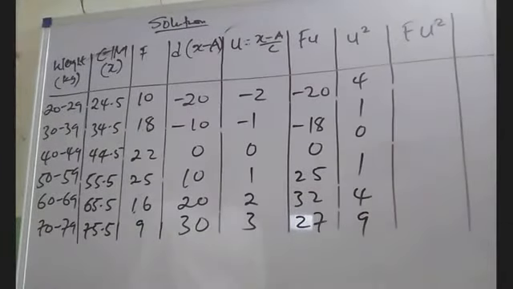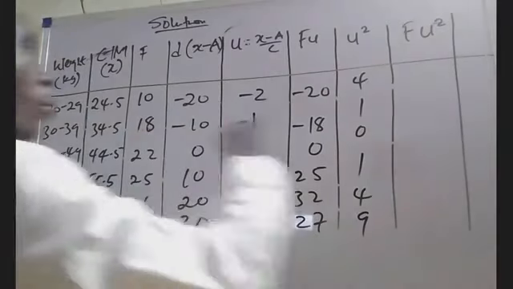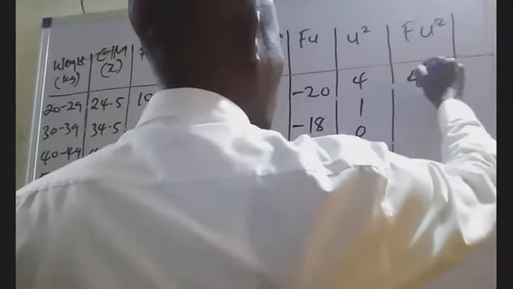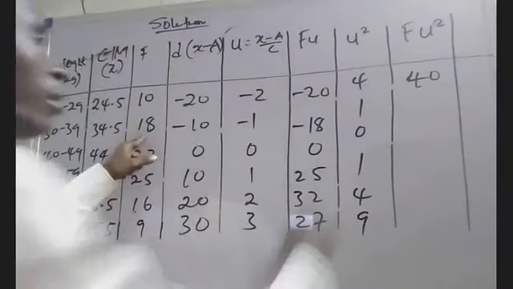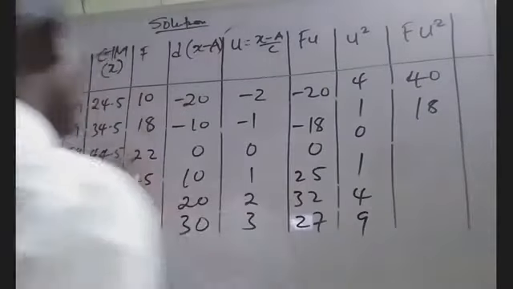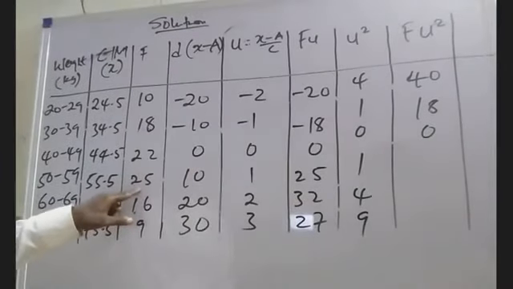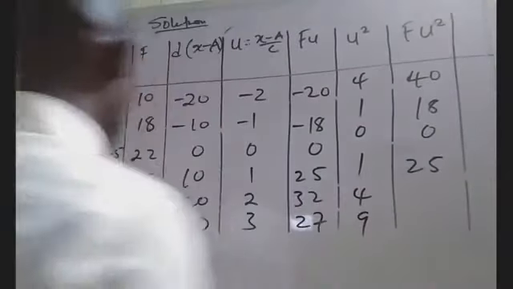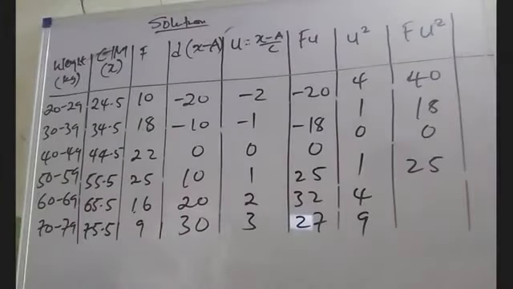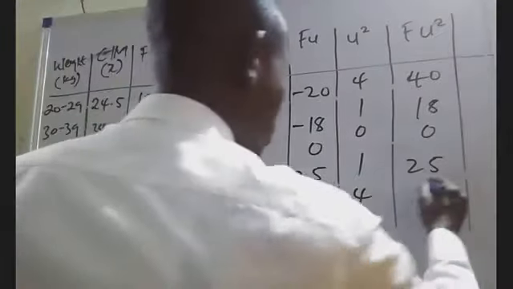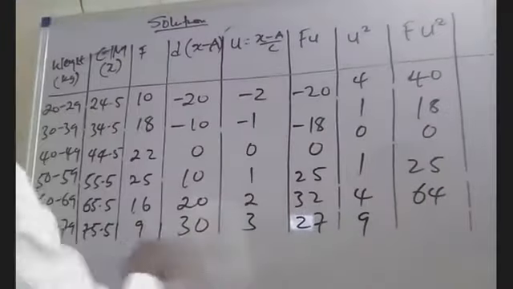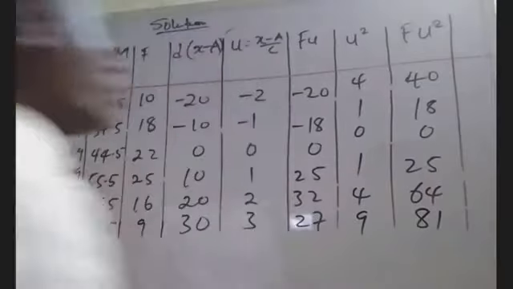fu squared, this will be 10 times 4. Here will be 40. 18 times 1 is 18. Then we have 22 times 0. That's 0. 25 times 1 is 25. 16 times 4, that will give us 64. And 9 times 9 is 81.